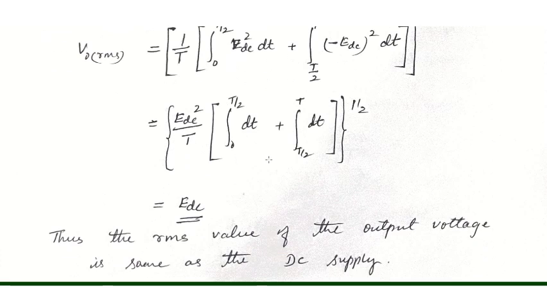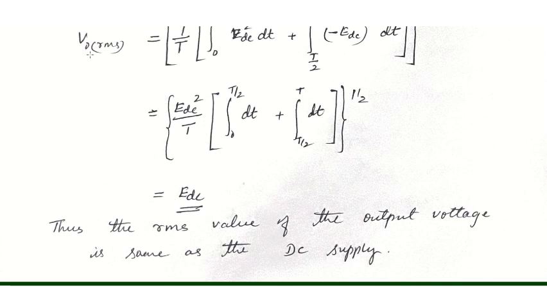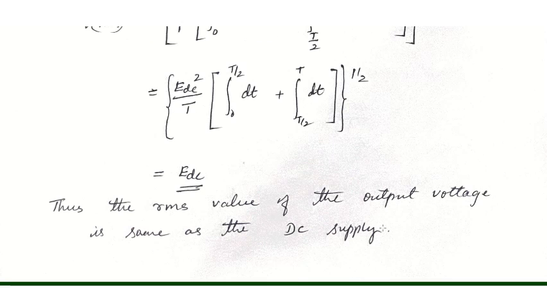So if you observe that, after integration, when you apply limits, inside the bracket you will have T by 2 plus T minus T by 2. So T by 2 and T by 2 get cancelled. Inside the bracket you will have T and outside you have T here, which both get cancelled. So under the square root you will have EDC square. So finally you will have the RMS output voltage which is equal to EDC. Thus the RMS value of the output voltage is same as the DC supply.